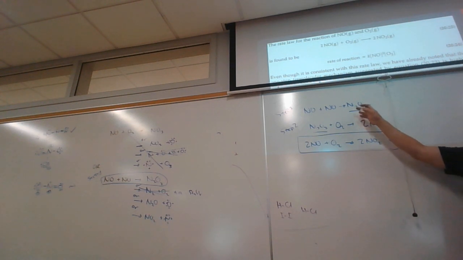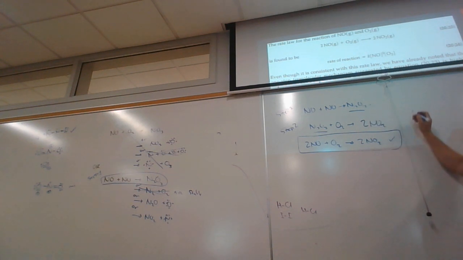Now, if we call the first step slow, what would the rate law be? If the first step were slow, the rate law would be rate is equal to K NO squared. Does that match with what's seen in an experiment? No. And therefore, the first step can't be slow. What about the second step? If the second step were slow, the rate would be equal to what? Yeah, it'd be K times the N2O2 times the O2. Does that match with experiment?